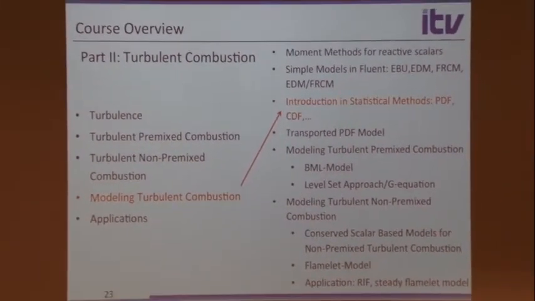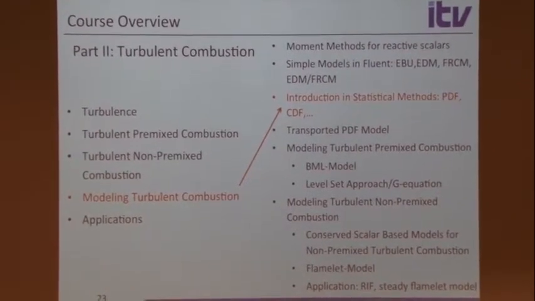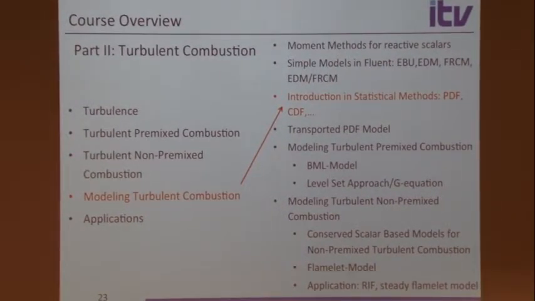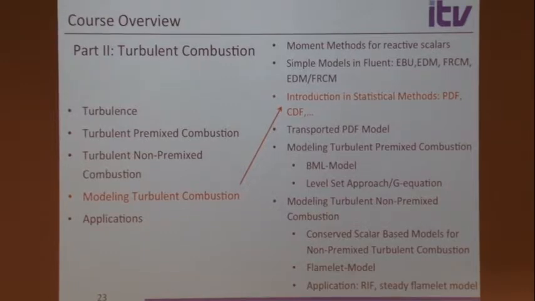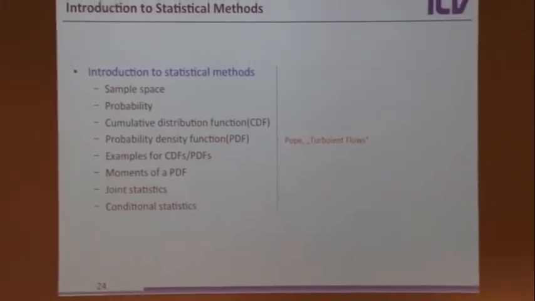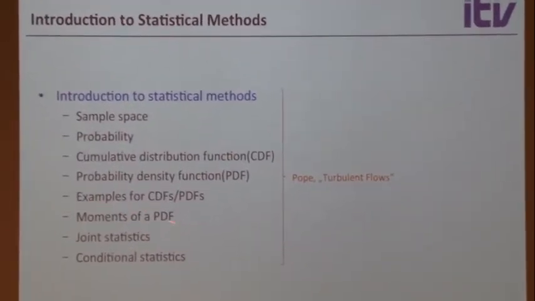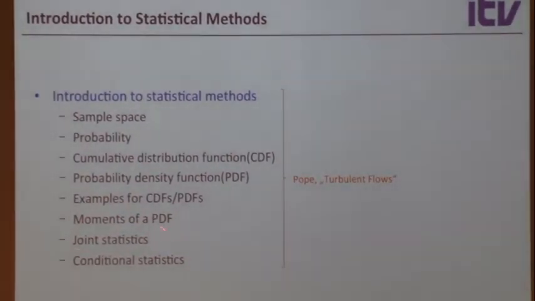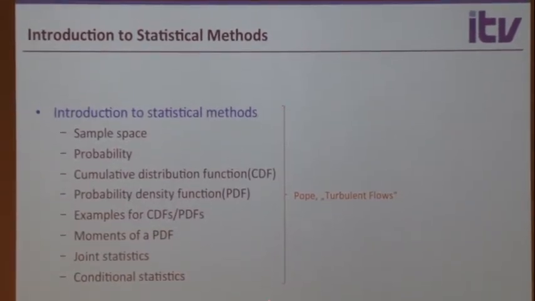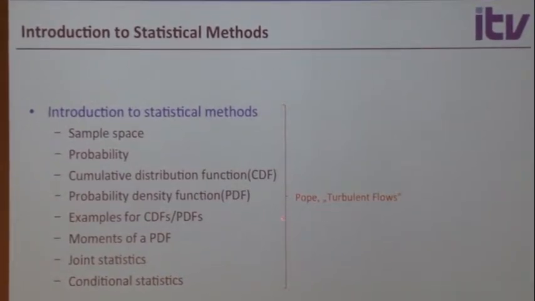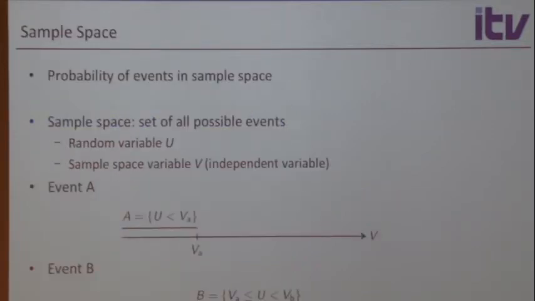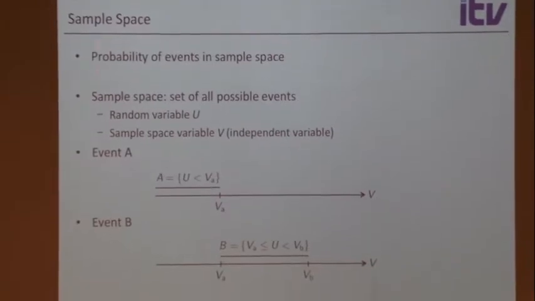Okay, so as I mentioned, maybe we have 3 more minutes, and we should just go over this chapter real quick. There's some material here on how PDFs are defined, joint PDFs, conditional PDFs, and all of that. And we shouldn't go through the details of this. This mostly follows the Turbulence book by Professor Pope. And it just summarizes some of these things.